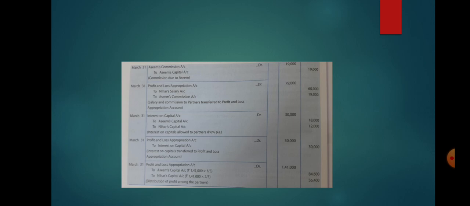Then the next entry would be interest on capital, IOC, to Asim capital and to Nihar capital. As their capital is given in the question, it is 3 lakh and 2 lakh, and the rate of interest is given, it is 6% per annum. So in this way it is 18,000 and 12,000. Now the whole amount of this 30,000 would be charged against the profit and loss appropriation account. So the next entry would be profit and loss appropriation account debited to interest on capital.